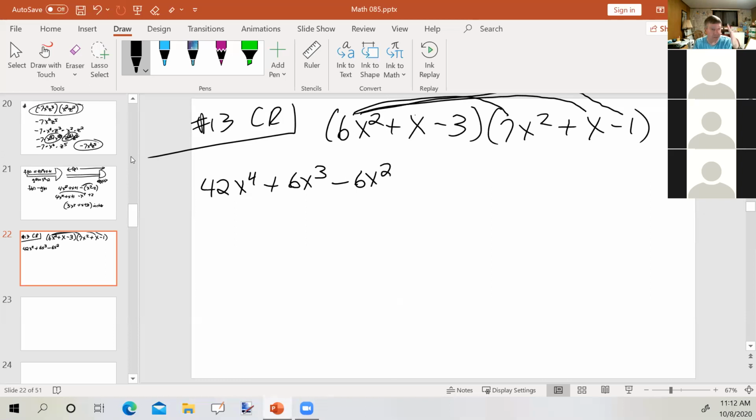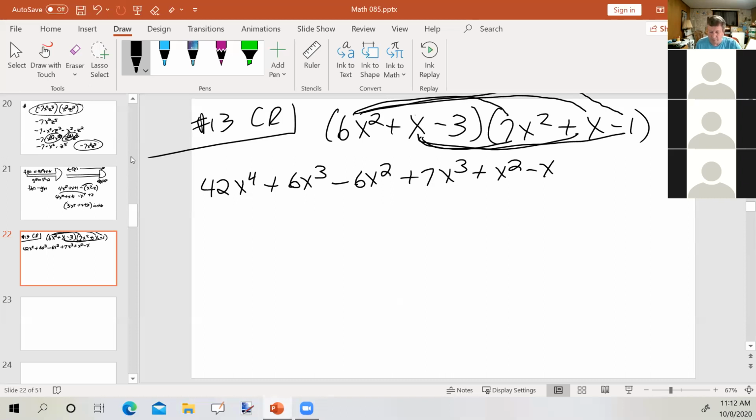6x squared times 7x squared is 42x to the 4th power. 6x squared times x is 6x cubed. 6x squared times minus 1 is minus 6x squared. So now we've taken that first term in the first trinomial and distributed it to all the terms in the second trinomial. So now we'll focus on the second term in the first trinomial. x times 7x squared is plus 7x cubed. x times x is x squared. And x times minus 1 is minus x.